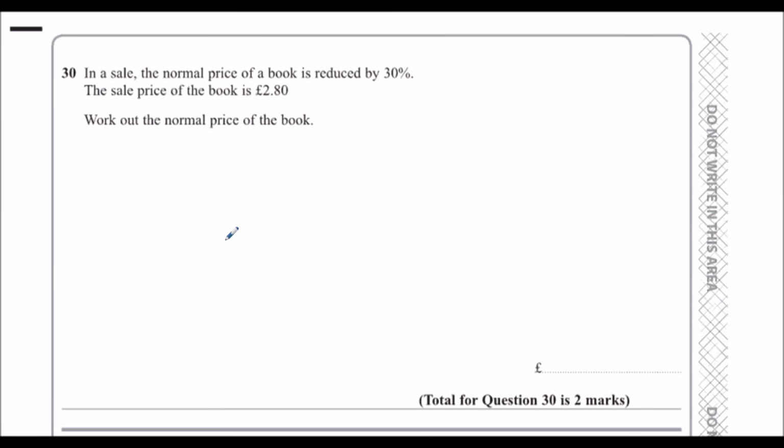Question 30. In a sale, the normal price of a book is reduced by 30%. The sale price of the book is £2.80. Work out the normal price of the book. So £2.80 is the price of a book that's been reduced by 30%. So if we started with 100%, the normal price is 100%. And we've taken 30 off, we have 70% left.